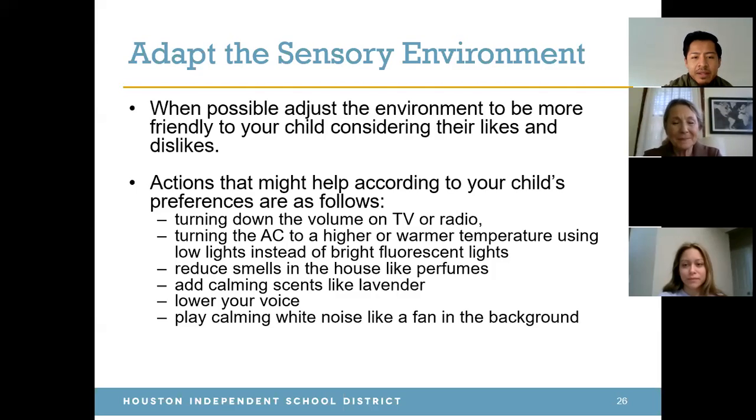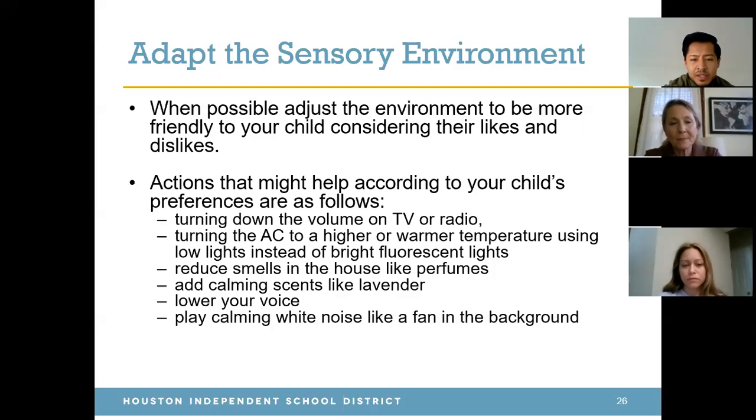But the main thing to take away from this is to remember that the environment is a huge part and a huge factor in how children, especially children with autism, act or do things. So just remember that, if nothing else, the sensory environment is a really important piece.